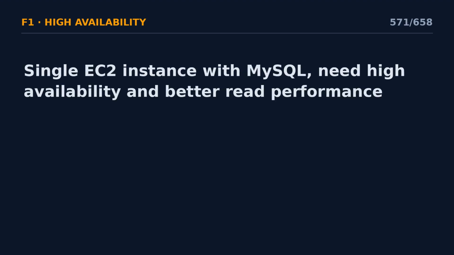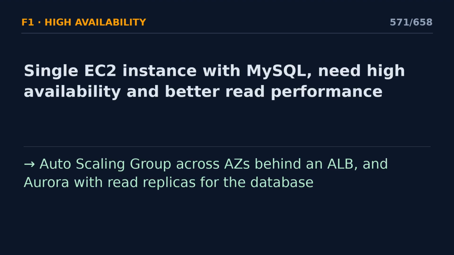Single EC2 instance with MySQL needs high availability and better read performance. Answer: auto-scaling group across availability zones behind an ALB and Aurora with read replicas for the database.